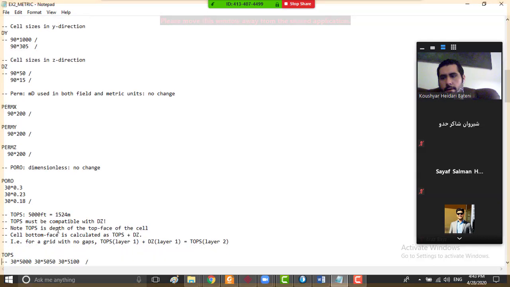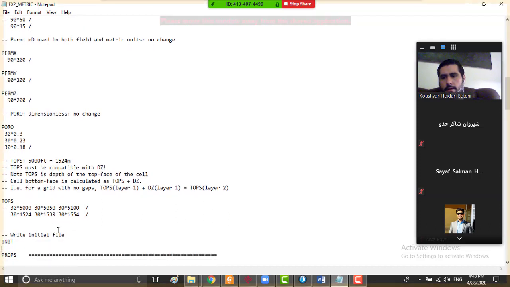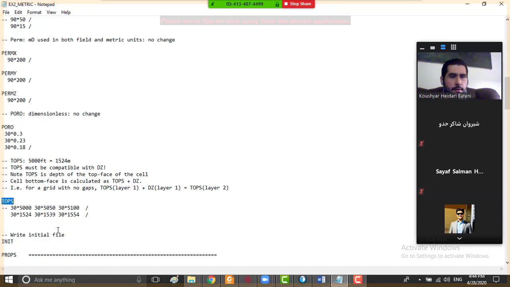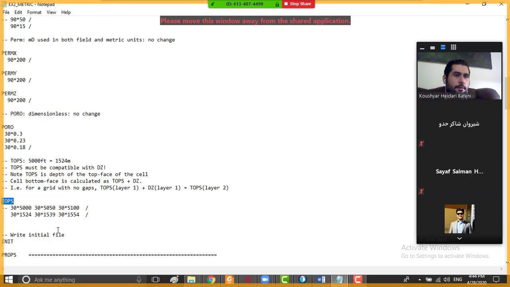Now, there is another keyword in the grid section, which is called tops. Okay, in the grid section you have a keyword which is called tops. What does this keyword do? It determines the depth of each block in the simulation that you are doing.